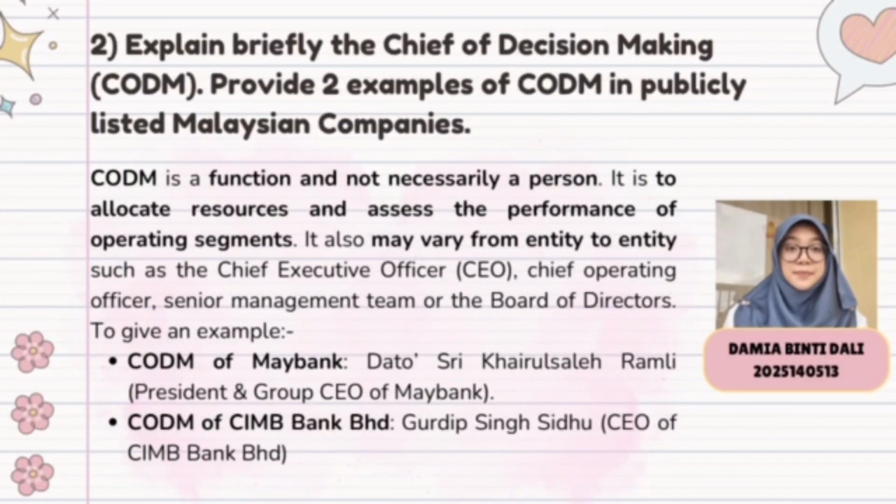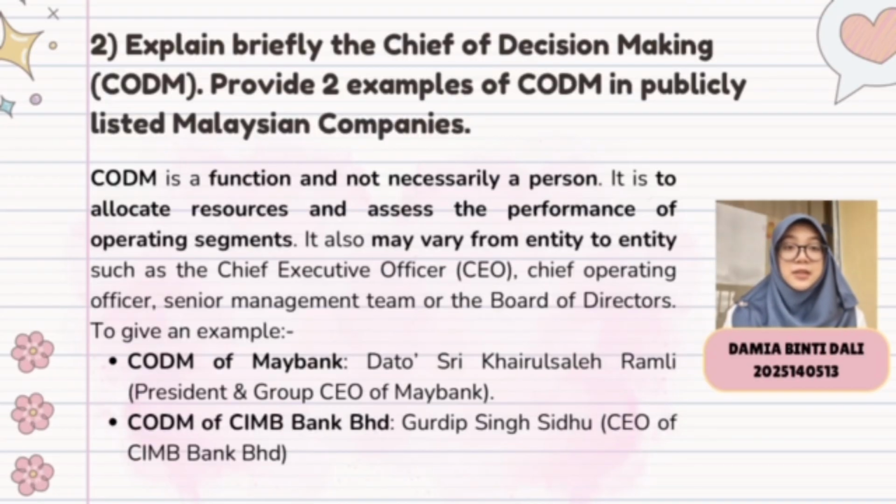The next question is: explain briefly the Chief Operating Decision Maker and provide two examples of publicly listed companies. CODM is a function and not necessarily a person. It is to allocate resources and assess the performance of operating segments. It also may vary from entity to entity, such as the CEO, the Chief Operating Officer, the Senior Management Team, or the Board of Directors.